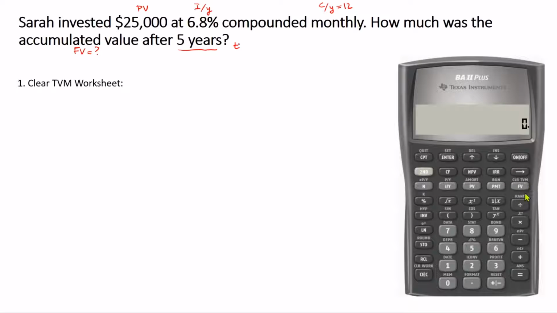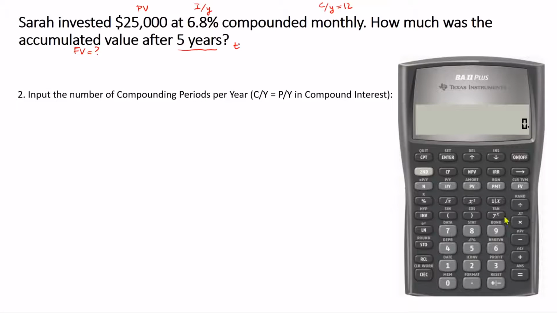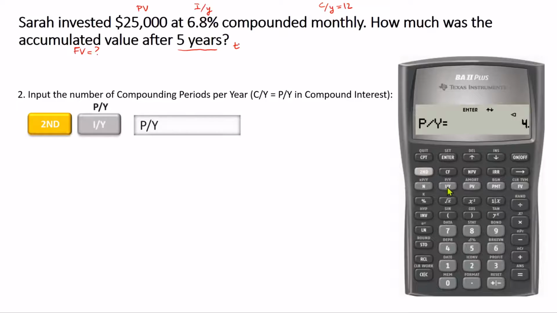So that's the secondary function on FV button. So you press second and then you press FV. Then we start entering the values with this problem. So first, we enter the number of compounding periods per year, which is the secondary function on I button. So we press second, then we press I.